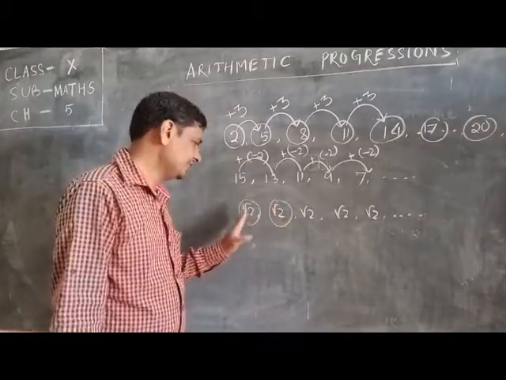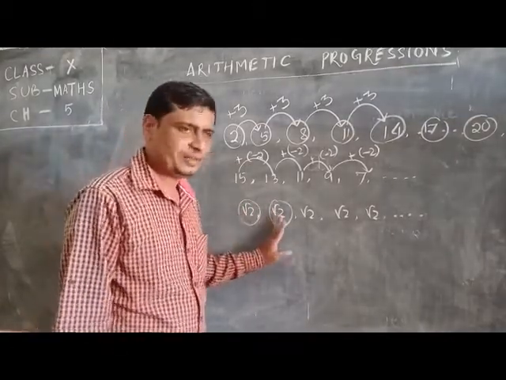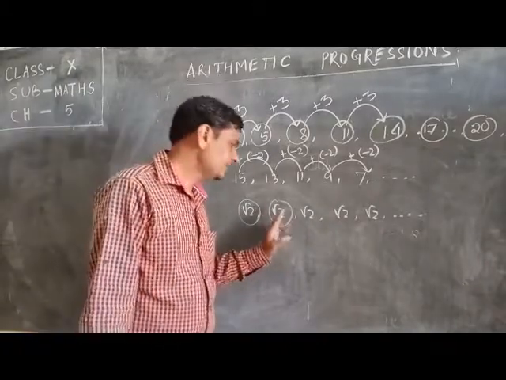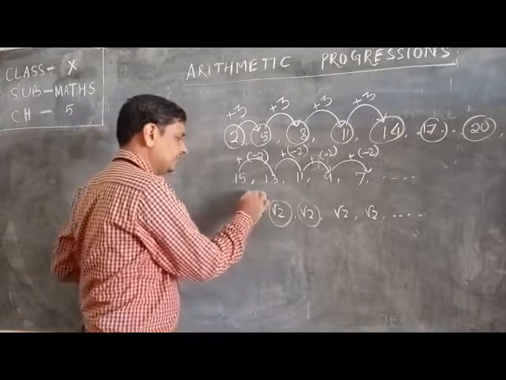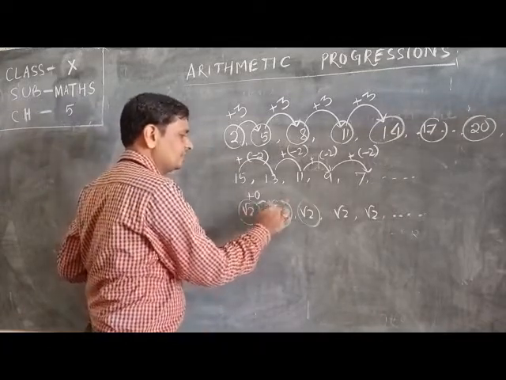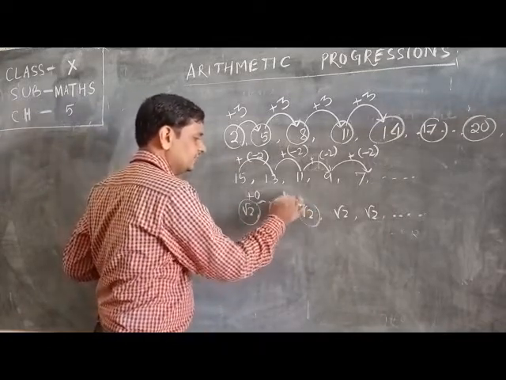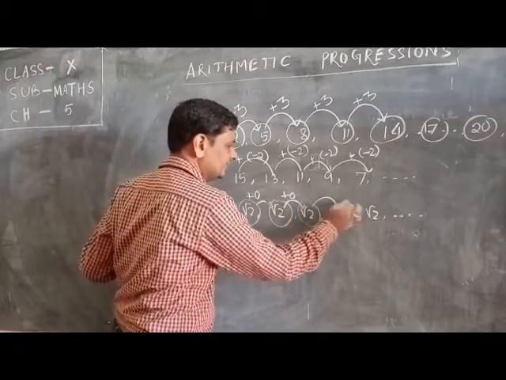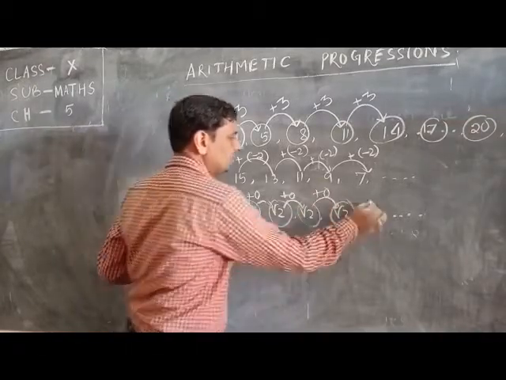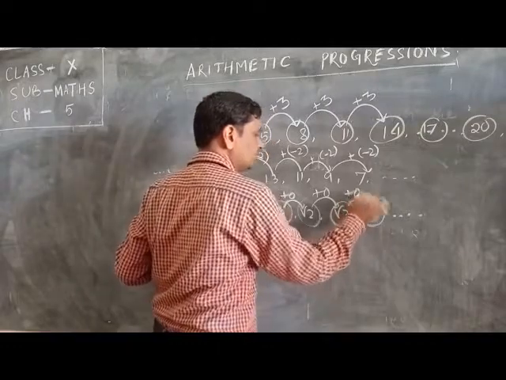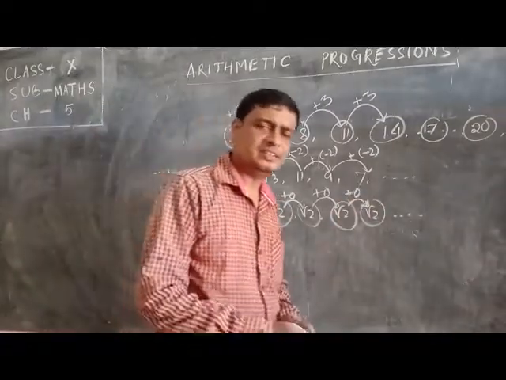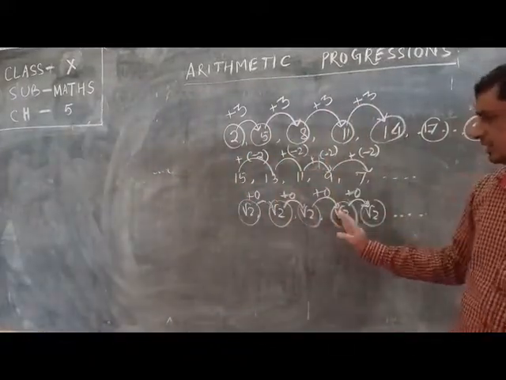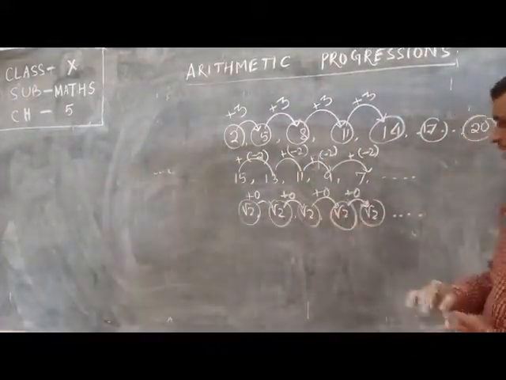When 0 is added to the first term, we get the second term. Similarly, when we add 0 to the second term, we get the third term. Likewise for the remaining terms. Whenever 0 is added to the preceding term, we get the next term. So this series is also called an AP.